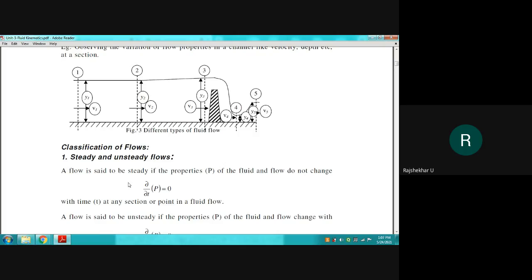So, can anybody tell me what is steady flow? What is steady flow? In general definition, not a specific one. If you know the meaning of the word steady, you can easily define it.